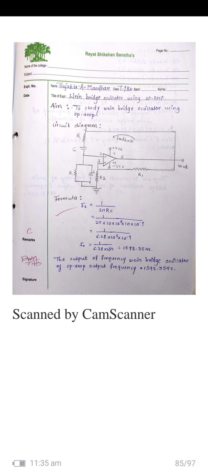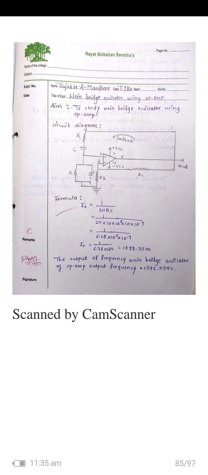Now next is the Wien bridge oscillator. To study the Wien bridge oscillator using op-amp. This is the circuit diagram of the Wien bridge oscillator using the inverting terminal. Now the formula given here, f0 is equal to 1 upon 2 pi RC.